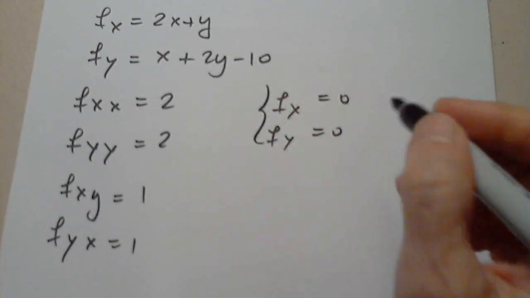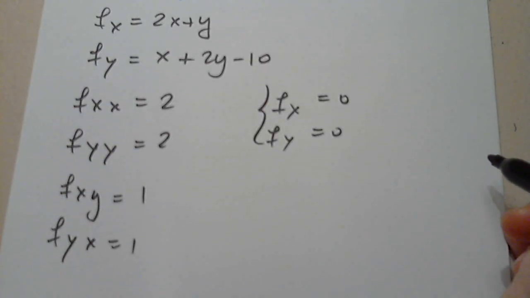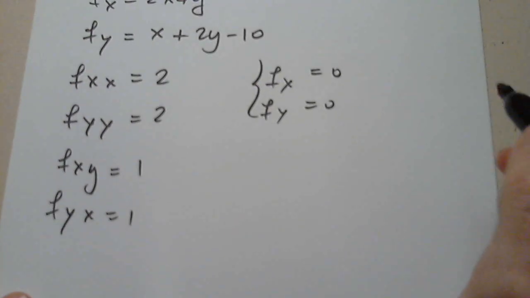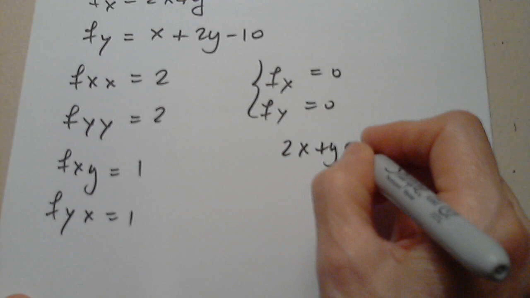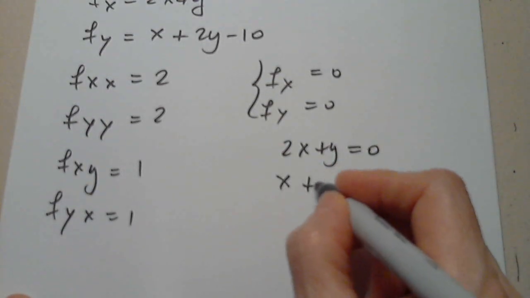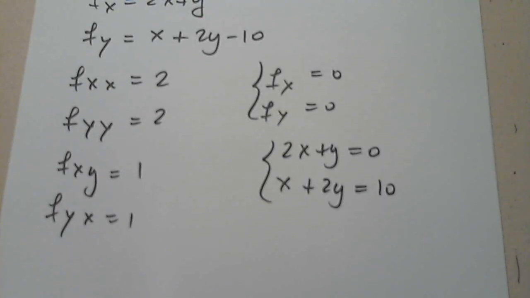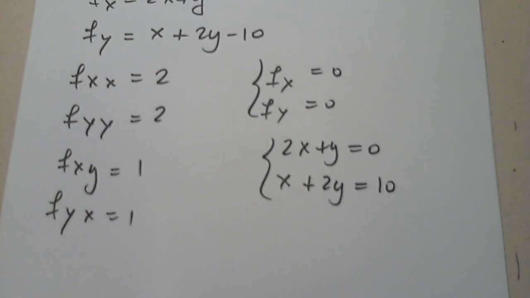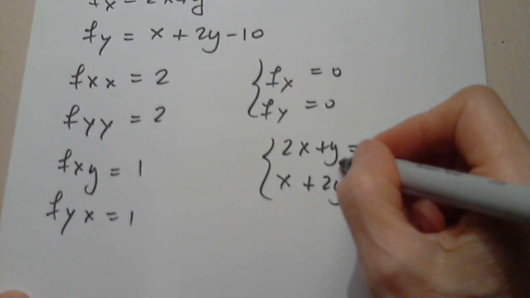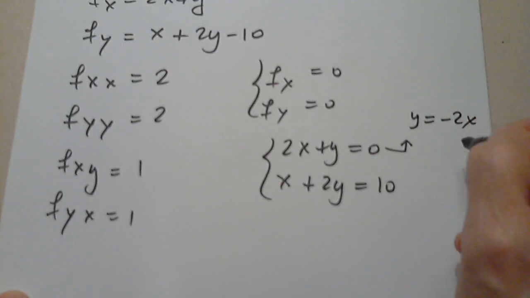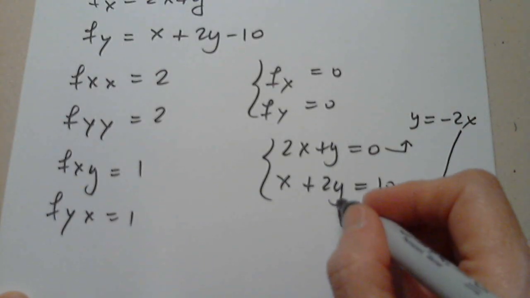It's like with critical numbers from functions of single variables. And we have 2x plus y equals 0, and we have x plus 2y equals 10, because I moved 10 to the other side. I remember the problem. If you remember what we did, we solved this equation for y. So y equals negative 2x, and we plugged it into the second one.